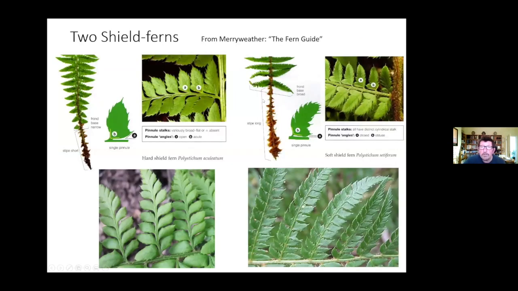Now, two shield ferns. I've copied a bit out of Merryweather's Fern Guide because I can't find anything better than this to show you the difference. These two are often confused by people when they first start out because they look very, very similar. The hard shield fern and soft shield fern both occur in Leicestershire and Rutland, and this one particularly is much more common.